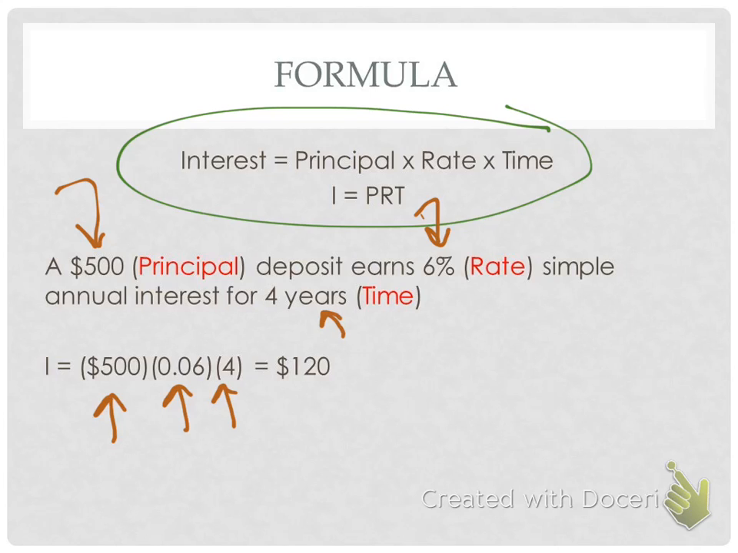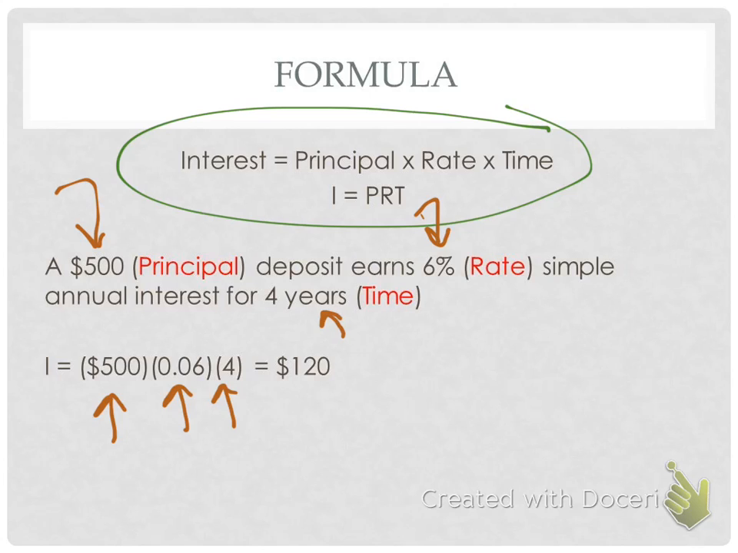So in your calculators, everybody with me, I want you to do 500 times 0.06 times 4. And what do you get? 400. Nope. 0.06. You get $120. You see that in your calculators? $120? Do you see it?